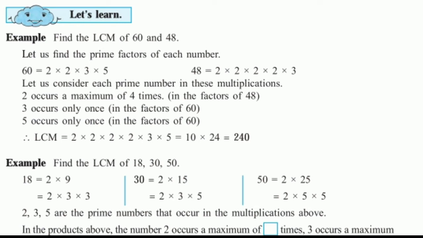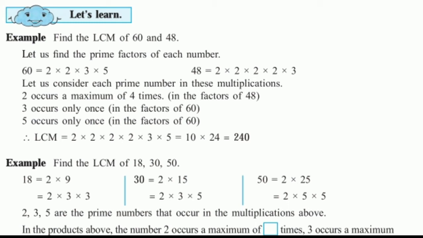Okay. So the second example is find the LCM of 60 and 48. So here what we will do, first of all we will factorize both the numbers 60 and 48. After factorization we will get factors for 60 are 2 into 2 into 3 into 5 and for 48 it is 2 into 2 into 2 into 2 into 3. So here we can see that in 60, 2 occurs 2 times and 3 1 time and 5 also 1 time. But in 48, 2 occurs 4 times and 3 1 time.